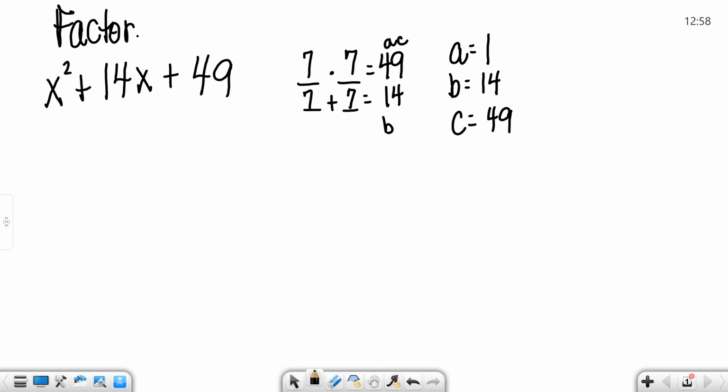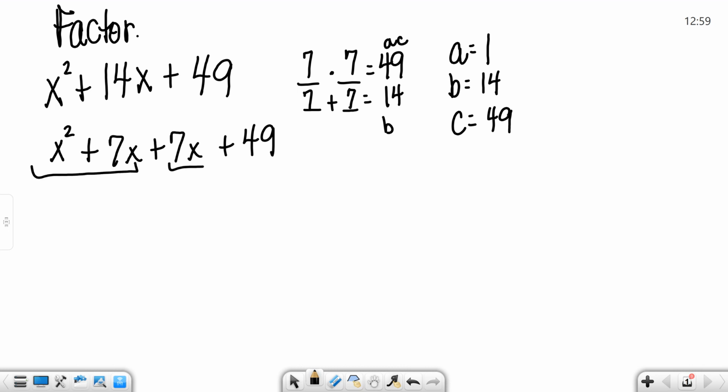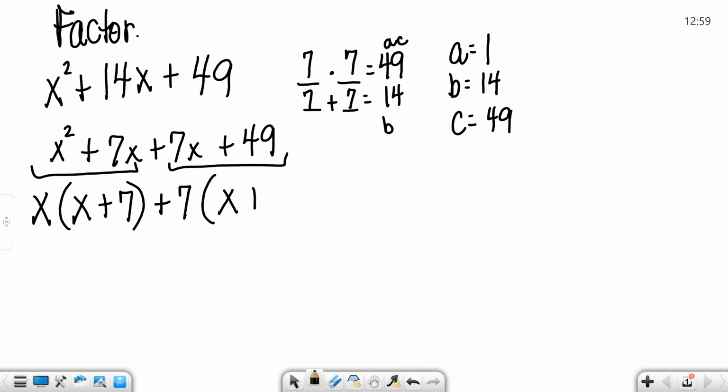Now if you do grouping, that would be x squared plus 7x plus 7x plus 49. First term comes down, second term comes down. Split up into the factors that we found. That gives me the 7x and 7x, and then the last term comes down. So now we group. Our first group only has an x in common. We factor that out, and we get x plus 7. Our second group has a 7 in common. When I factor that out, I get an x plus 7.